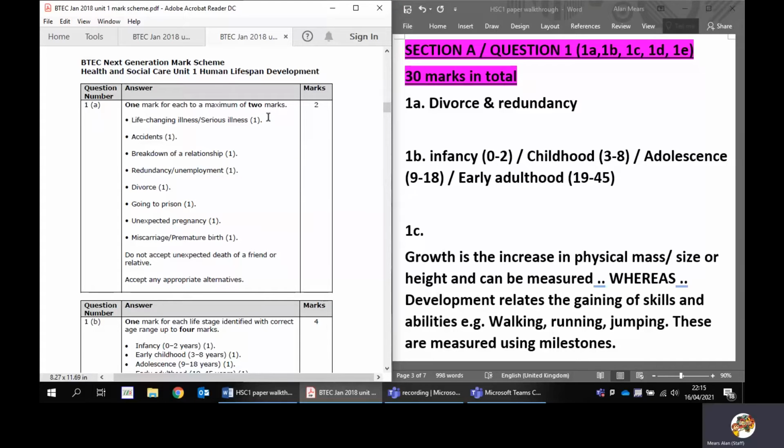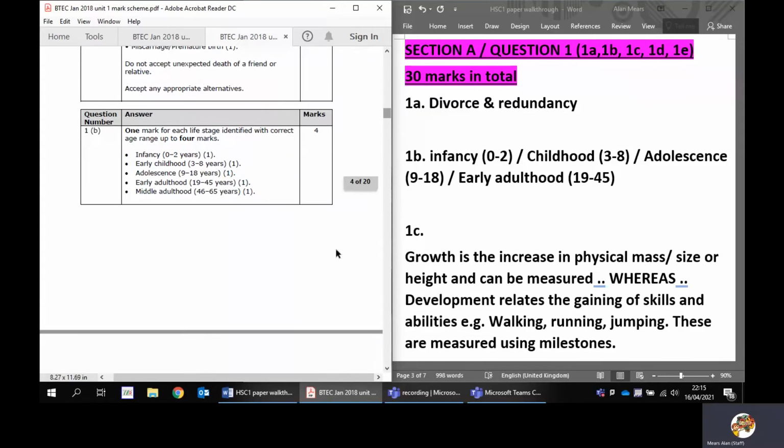You can see here again with a 2 marker, you're just identifying. So no explanation, no elaboration. The only one that isn't accepted is unexpected death of a friend or relative, and the only reason for that is because it mentions in the item that her husband died. So you wouldn't want to use the same point. But again, any other appropriate alternatives, anything that's relevant, makes sense, would be fine.